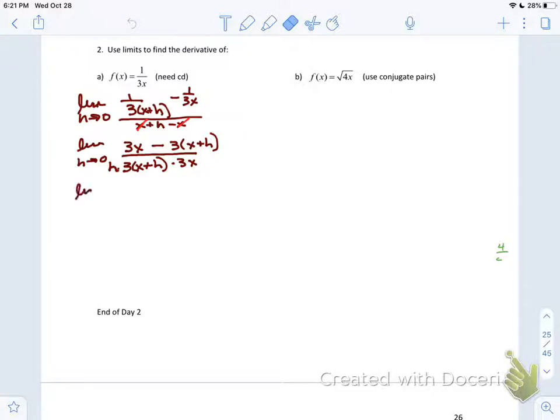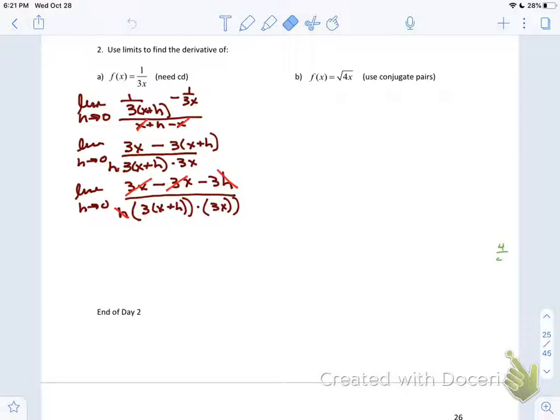Okay, let's distribute. So I'm going to say 3x minus, very carefully, minus 3x minus 3h. Make sure you understand that because that's a critical movement right there. Then I have h out front. I'm going to put a paren because I have these multiplied inside. Okay, so remember what I always say, whatever doesn't have an h attached to it should cancel. This cancels with this because they're opposite signs. Okay, this h now can cancel with this, and I'm left with a -3.